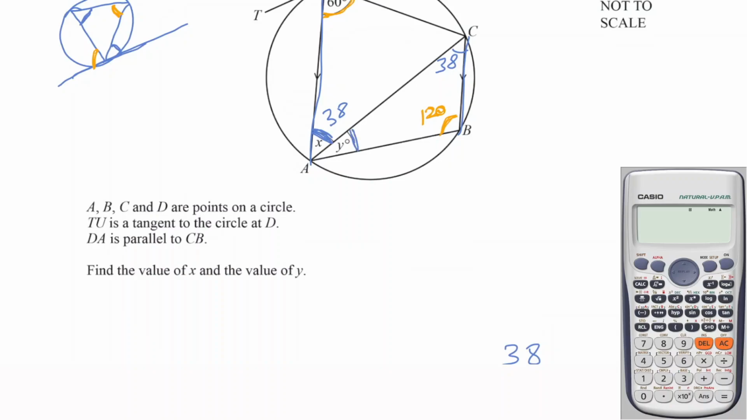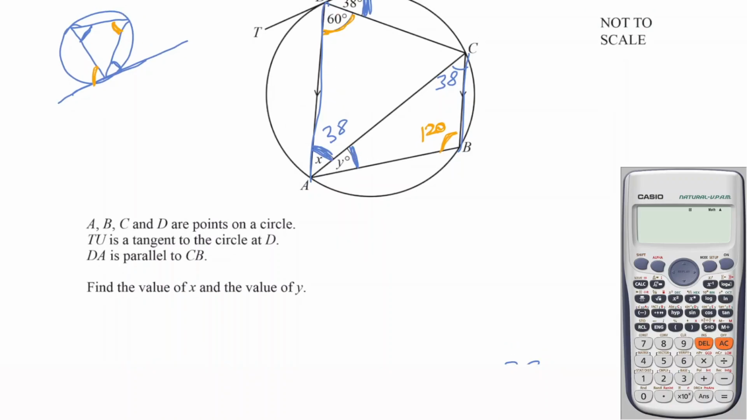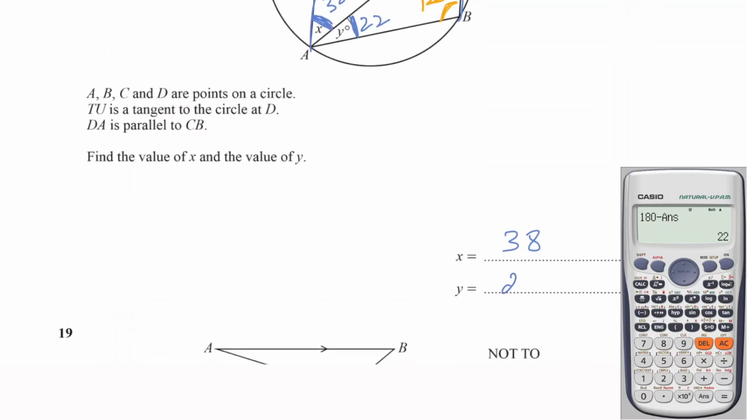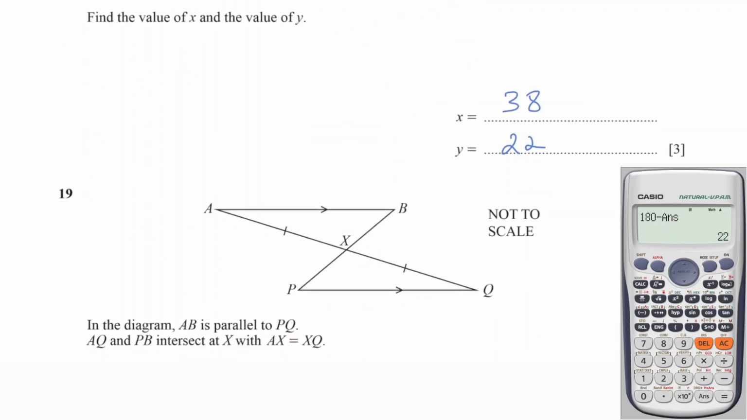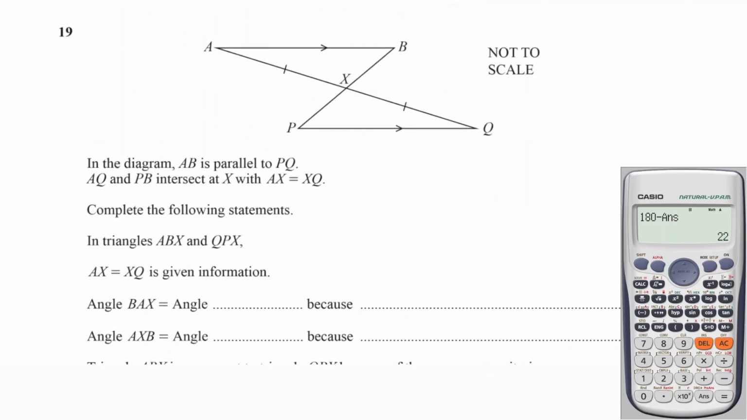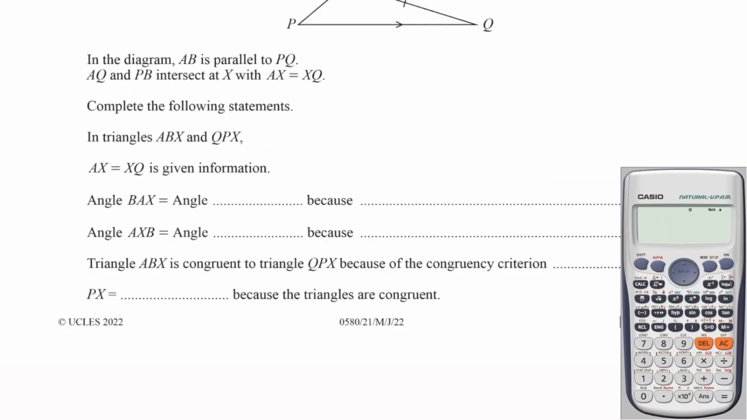So we can find out the value of y just by adding 120 plus 38 and subtracting it from 180, you'll get 22. So that is a very simple question. Okay, so y is 22. You can write a little bit of statement as I stated here, like that. So let's move on to question number 19.